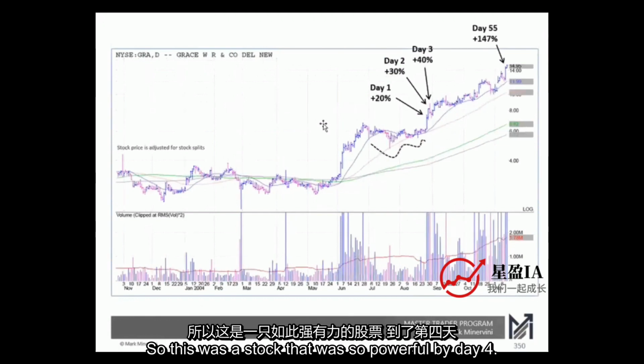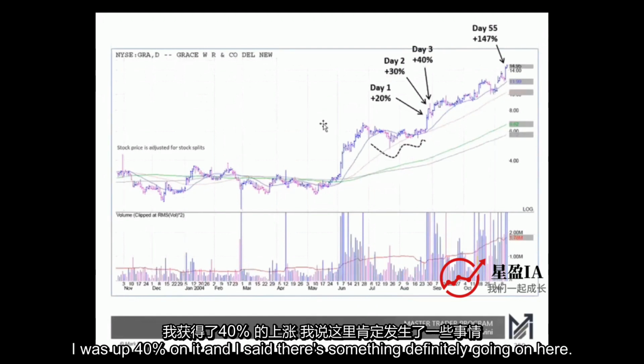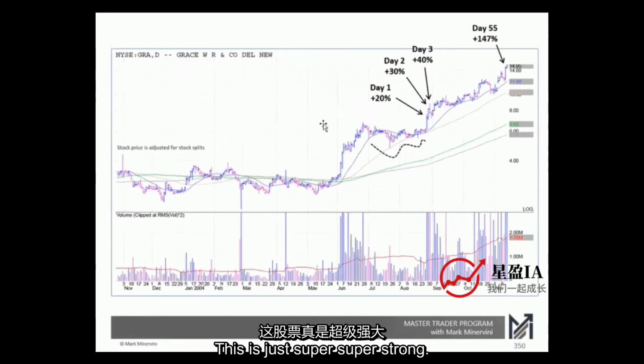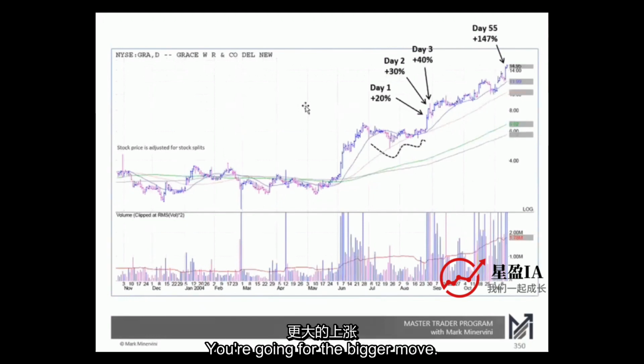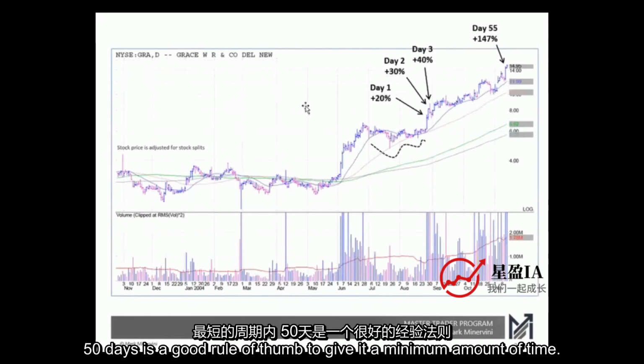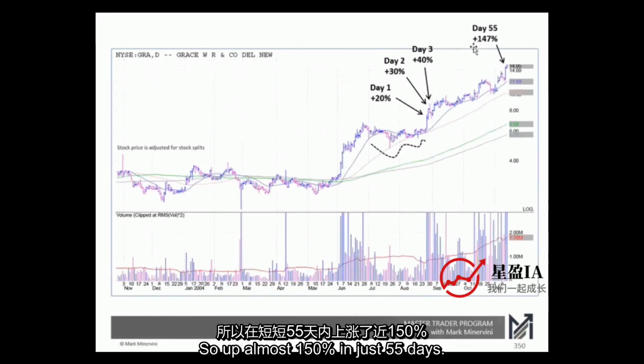So this was a stock that was so powerful. By day 4, I was up 40% on it. And I said, there's something definitely going on here. This is just super, super strong. So I held this one. And by the 55th day, remember we talked about before, I said 50 days, especially with the power plays, you want to try to give stocks, if you're going for the bigger move, 50 days is a good rule of thumb to give it a minimum amount of time. So up almost 150% in just 55 days.